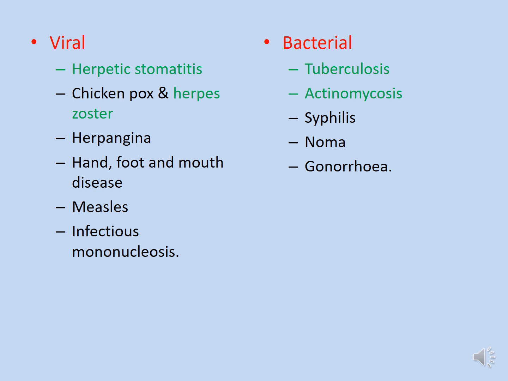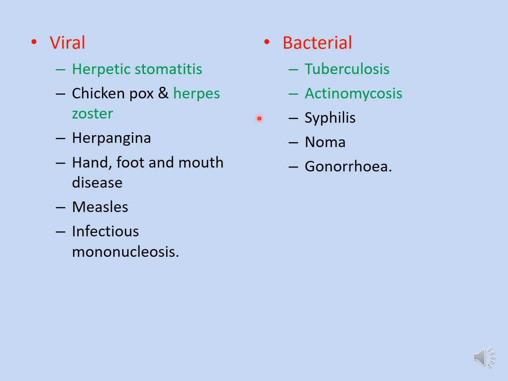Okay, when you need to categorize infections of the oral mucosa, we basically categorize them into viral, bacterial, and fungal. So under viral, we have herpetic stomatitis, chickenpox and herpes zoster, herpangina, hand, foot, and mouth disease, measles, and infectious mononucleosis. Under the bacterial, we have tuberculosis, actinomycosis, syphilis, noma, and gonorrhea.